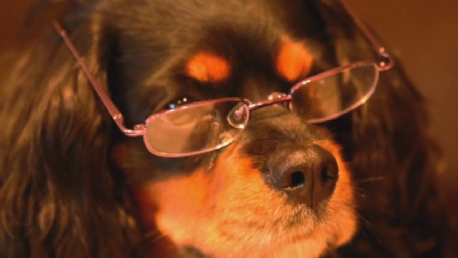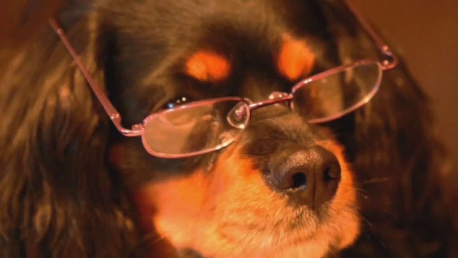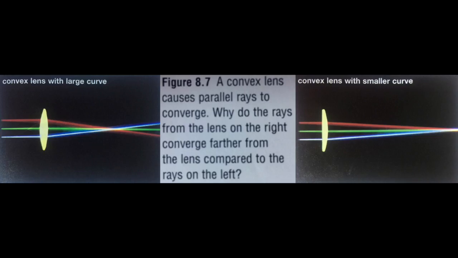The light rays spread out from points on the object. A convex lens refracts these rays so that they come back together. See figure 8.7. A convex lens causes parallel rays to converge. Why do the rays from the lens on the right converge farther from the lens compared to the rays on the left?